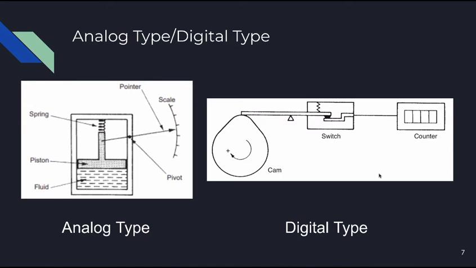A digital instrument has an output that varies in discrete steps and so can only have a finite number of values. The revolution counter shown here is an example of a digital instrument. A cam is attached to the revolving body whose motion is being measured, and on each revolution the cam opens and closes a switch. The switching operations are counted by an electronic counter. The system can count only whole revolutions and cannot discriminate any motion that is less than a full revolution.